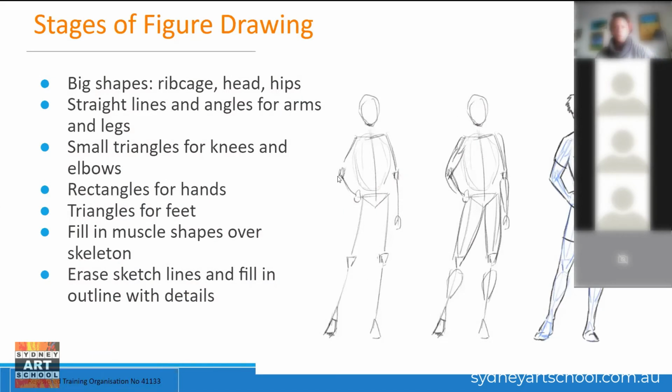Now, just before I get ahead of myself, I have also put in a triangle for the elbows and a triangle for the knees. Now, I have seen fairly frequently people putting circles for elbows and knees. So why have I chosen a triangle instead of a circle?